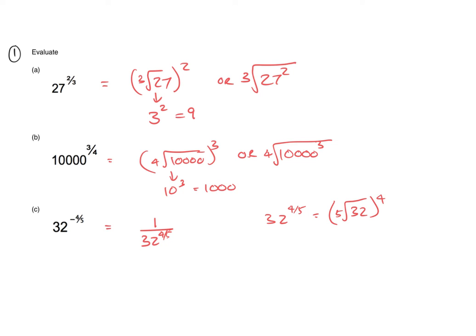So 5th root of 32 to the power of 4. 5th root of 32 is 2, because 2 to the power of 5 is 32. I'm going to raise that to the power of 4. 2 to the 4 is equal to 16. So I know that 32 to the 4/5 is 16, but I want to the negative 4/5. So going back to my fraction, 1 over 32 to the 4/5 is simply 1 over 16.